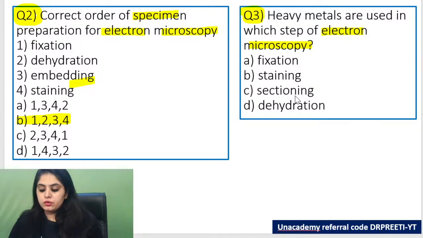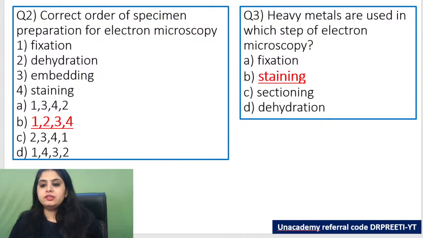Good. So up till now, some of you have got it, some of you are a little confused. Many of you are saying sectioning and fixation. The answer to this question is staining. So these are the two answers. 3 questions done, 2 more questions left, and then I'll teach you.